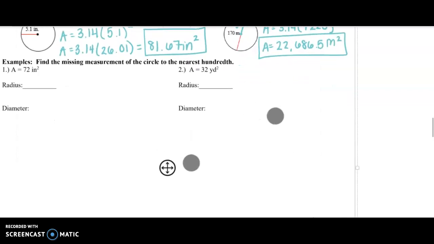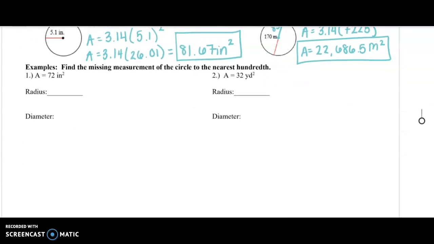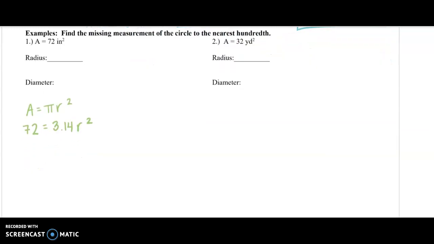Let's go ahead and look at our last two problems. So we're going to find the missing measurement of the circle to the nearest hundredth. So for the first one, they're giving us the area now, and we are going to have to work backwards to figure out what the radius is, and then we can figure out the diameter from there. So again, we know our formula is area is equal to pi r squared. But now it's telling us that my area is 72, so I can replace area with 72. I can replace pi with 3.14, and then my radius squared. So what I first want to do here is divide both sides by 3.14. That's the first thing you want to do.